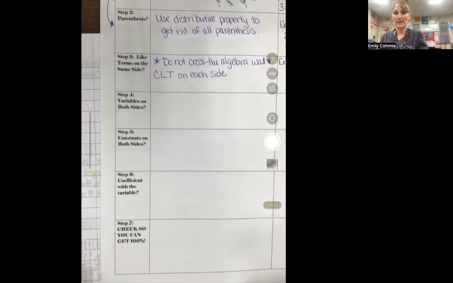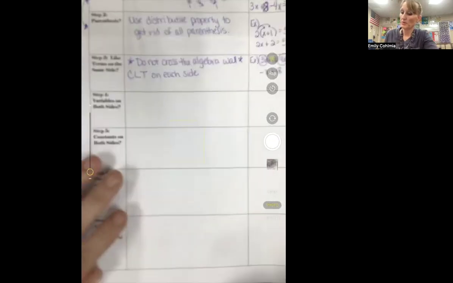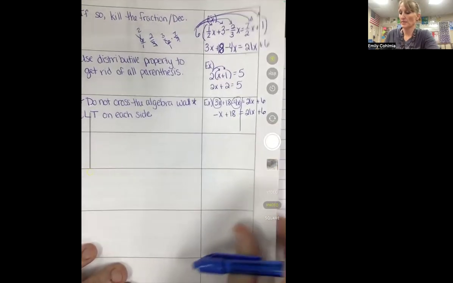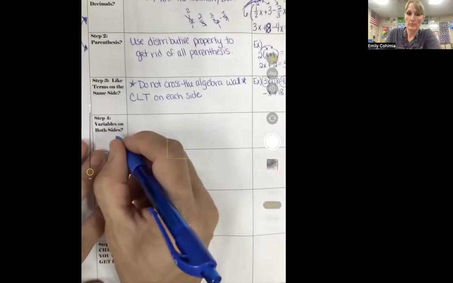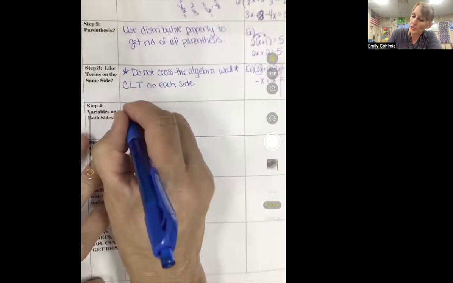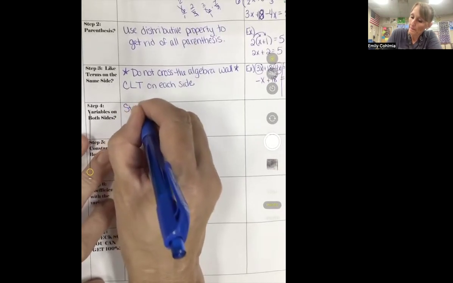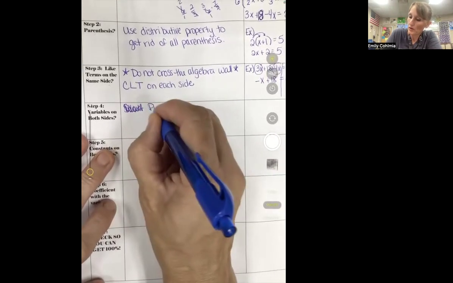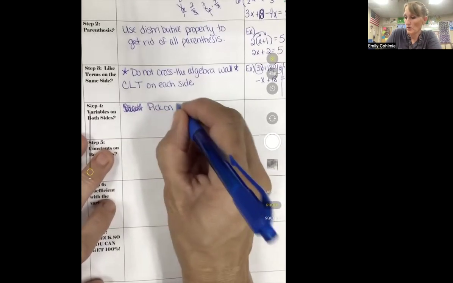So our next step then is, are there variables on both sides? Well, in our example up here, yes, we have variables on both sides. So if we have variables on both sides, we are not going to start with the big one, we are going to pick on the little guy.